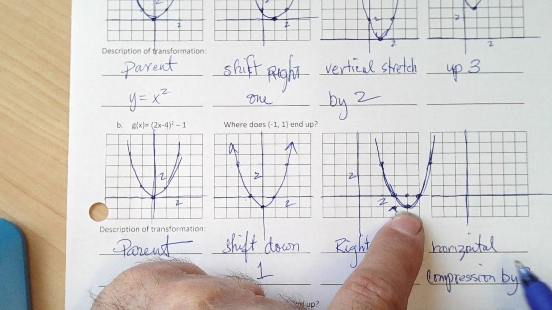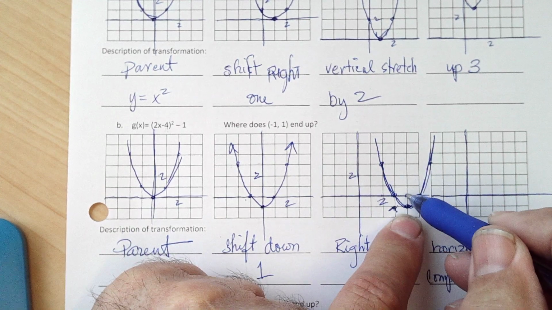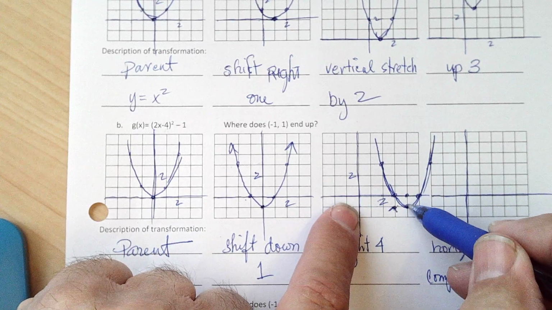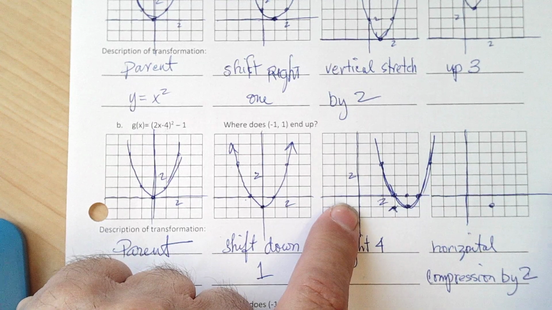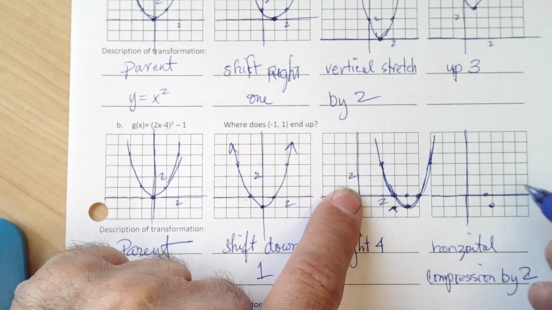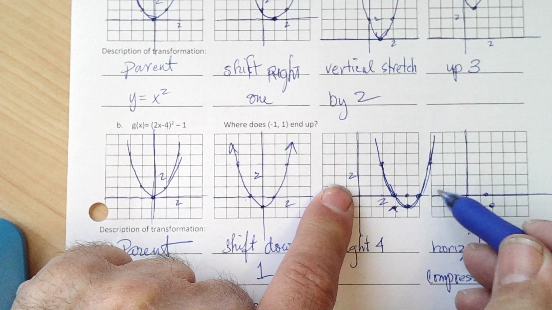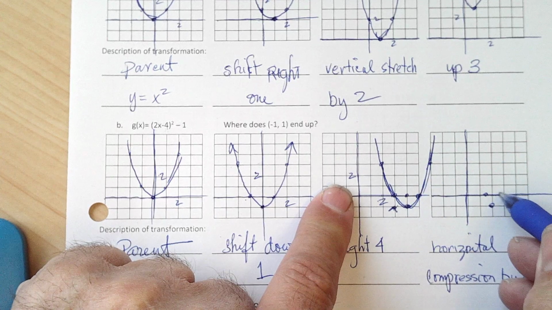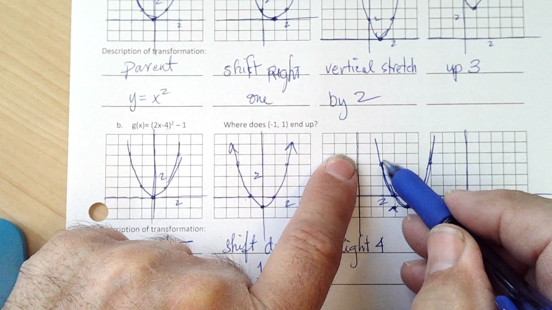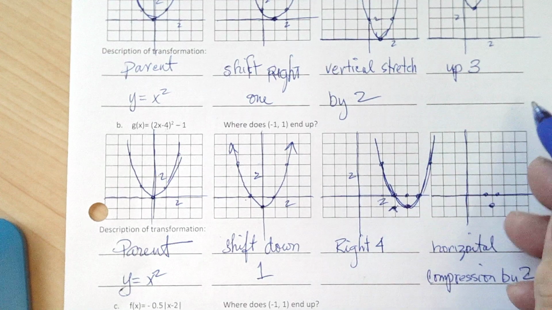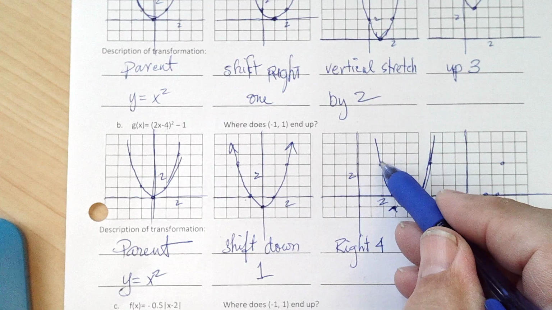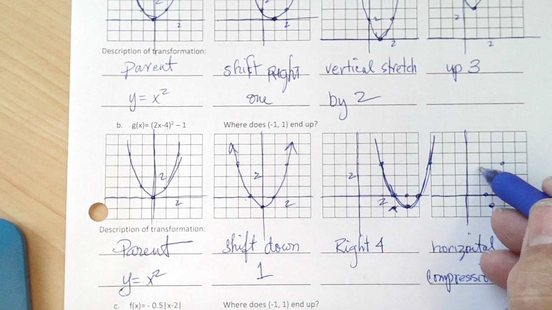So I have to take a look at each point. I'll look at the vertex, which is at 4, minus 1. It gets half as far from the y-axis. Well, right now it's 4 away, so it goes to 2 away. This is at 3 away, so it'll go to 1.5 away. This is at 5 from here, so it goes to 2.5 from there. This was 6 from the y-axis, 1, 2, 3, 4, 5, 6, so it goes to 3. And this was 2 away, and it goes half as far, so it goes to 1.